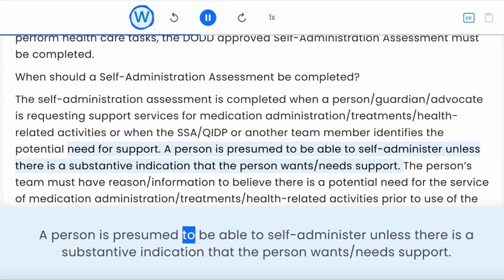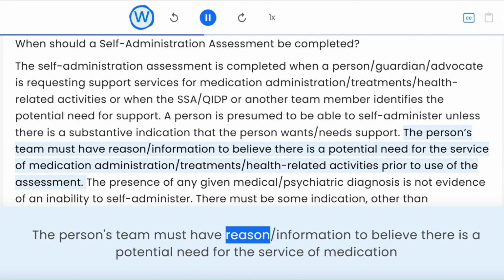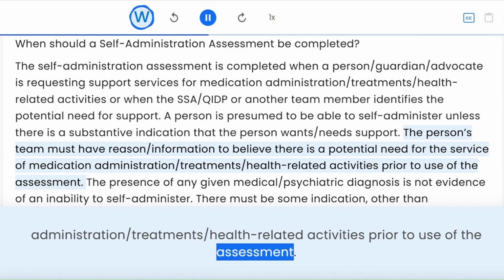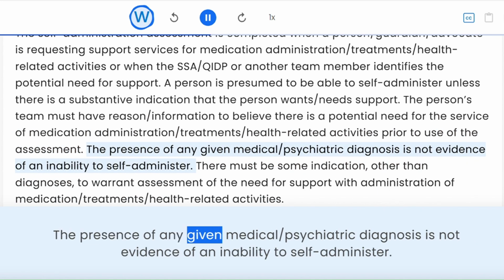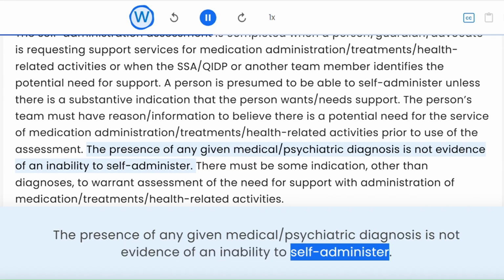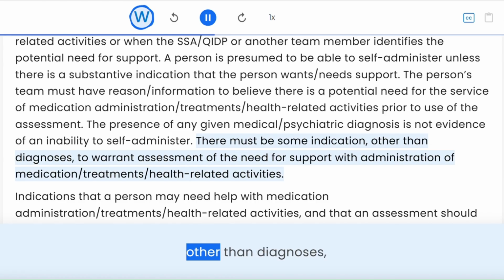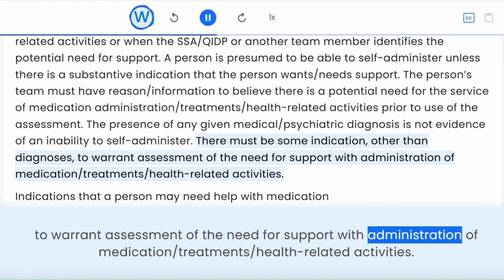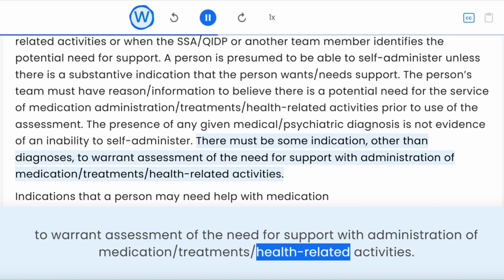A person is presumed to be able to self-administer unless there is a substantive indication that the person needs support. The person's team must have reason to believe there is a potential need for the service of medication administration, treatments, health-related activities, prior to use of the assessment. The presence of any given medical or psychiatric diagnosis is not evidence of an inability to self-administer. There must be some indication, other than diagnoses, to warrant assessment of the need for support with administration of medication, treatments, health-related activities.